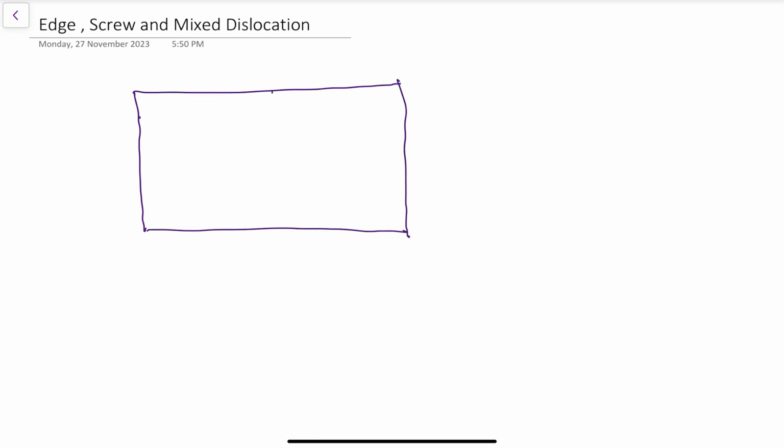So in this video, we will study edge, screw, and mixed dislocation. We had seen what a dislocation vector is and demarcated between slip and non-slip region. So let us draw it once more. We have drawn this as the dislocation vector, and in this region there is no slip, and you have slip in this region.